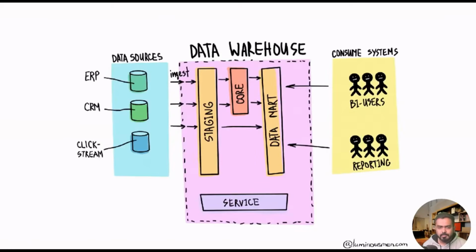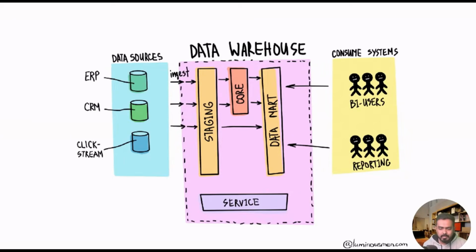Hello everyone, welcome back. In this video, we'll understand the different layers of a data warehouse. First we have the data sources, which could be anything: a CRM, an ERP, or a clickstream, which is real-time data. The next layer is the data warehouse, which we are going to build in our project. In the data warehouse, again, we have different layers. So this is the entire service.